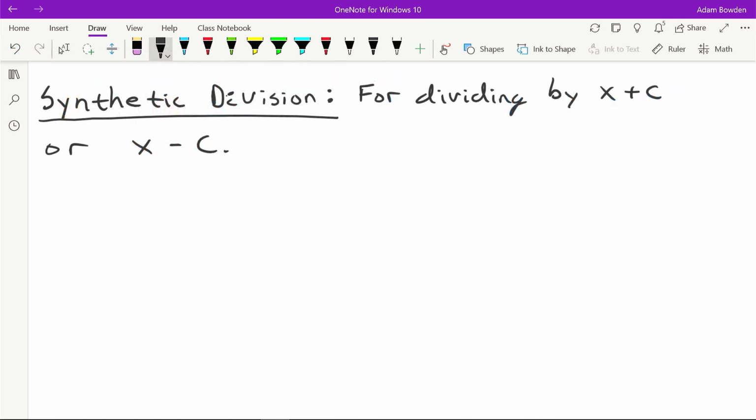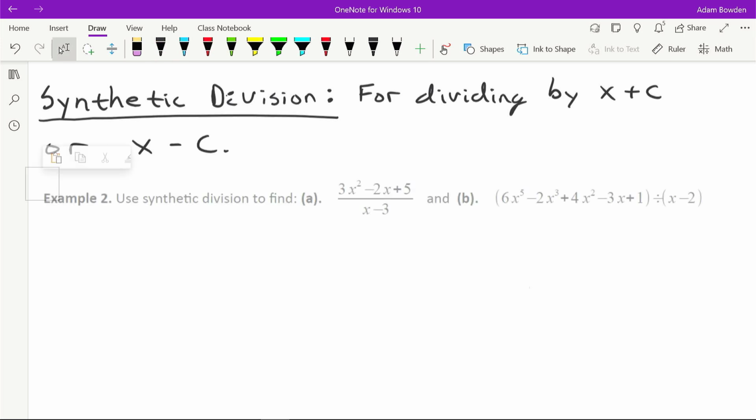Now, wouldn't it be nice if there was a shorter way of doing polynomial division than what we've just seen? And there actually is. It's referred to as synthetic division. Now, synthetic division is limited in how we can use it. It's only for dividing by divisors of x plus c or x minus c. But it does turn out that a lot of the ones we're going to be needing to work with, we can actually use synthetic division like 90% of the time.